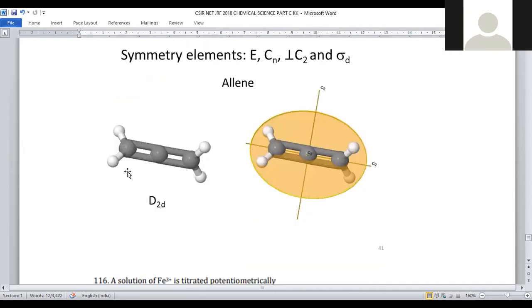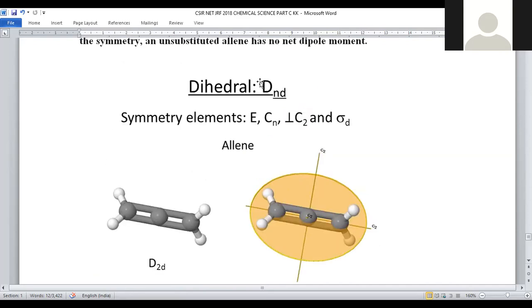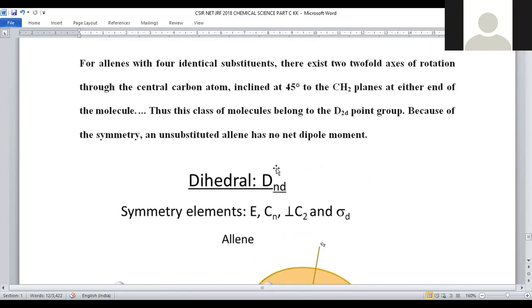When you consider the allene molecule, it is bonded by carbon-carbon double bonds. Both the carbon-carbon double bonds are present in a perpendicular manner. One of the double bonds is in the horizontal plane, and the other is in the vertical plane. It is of D2d symmetry. It consists of a C2 vertical axis, and another C2 in the diagonal axis. Its symmetry elements are identity, Cn axis, C2 perpendicular axis, and sigma d. Its point group is denoted as D2d symmetry, right?